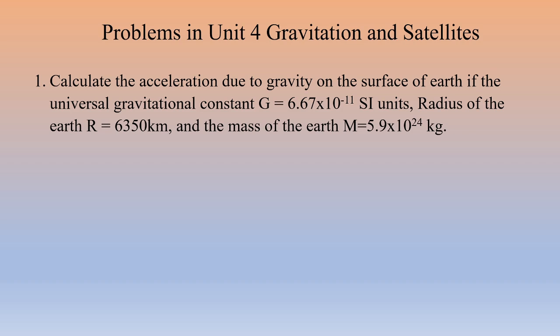Here we are asked to find the acceleration due to gravity. So what is the formula? The formula is small g is equal to capital G M divided by R square. Here we have capital G is equal to 6.67 into 10 raised to negative 11 SI unit.